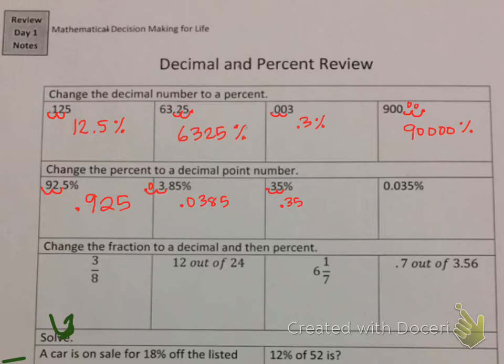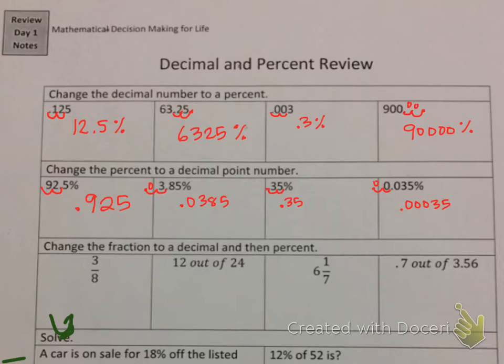And then this one takes that number and changes it just a little bit to 0.035%. Again, if I'm going to change that, I'm going to have to move that to the left 2 places. So there's 1, there's 2. So I'm actually going to have 0.00035 as the decimal number.